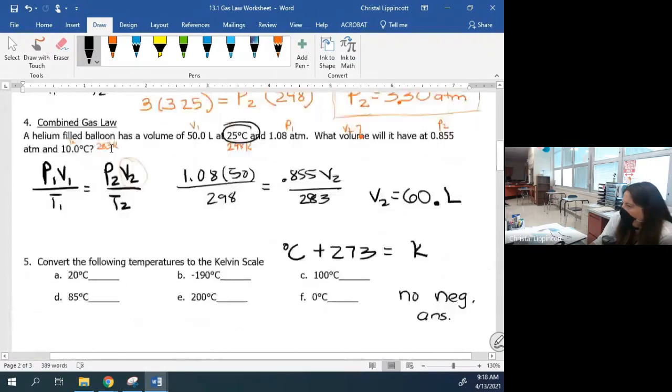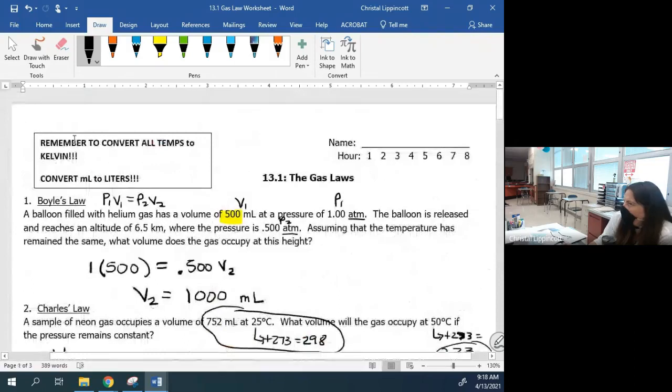So for tonight, you're going to finish this sheet up. You have time in class to work on this and then just finish this up. That's what I wanted to work on today, just making sure you knew how to use these gas laws. Okay?